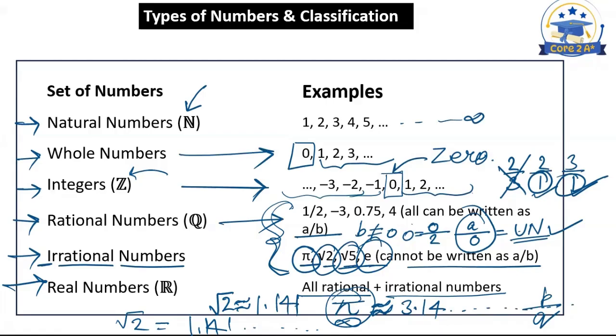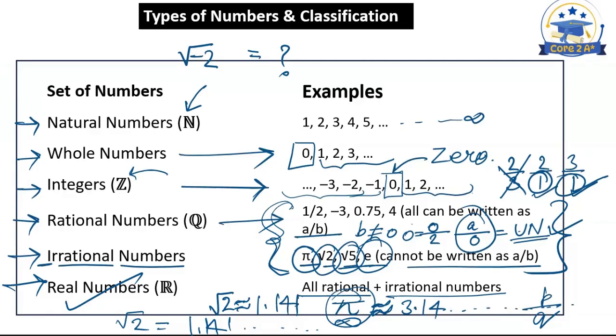Rational plus irrational. The number which we can write in the P upon Q form and the number which we cannot write in the P upon Q form, if we add, both are the number. So that set would be a real number, right? Now, my question is: square root of -2, is it a real number or not? Comment me in the comment box.